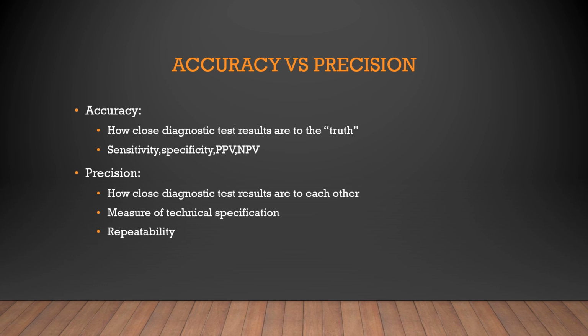Precision is how close the diagnostic test results are to each other. Suppose on day 1 this test is coming out positive and day 2 this test is coming out negative. Or in a quantifiable test, say this test is telling today this patient is having X number of antibodies, and the next day the same test is telling the patient does not have any antibodies, then it is not precise at all because you are not able to reproduce the same results. Correct? It is a measure of technical specification. The more accurate or more fine-tuned the technical specification is, the more repeatable your test will be.